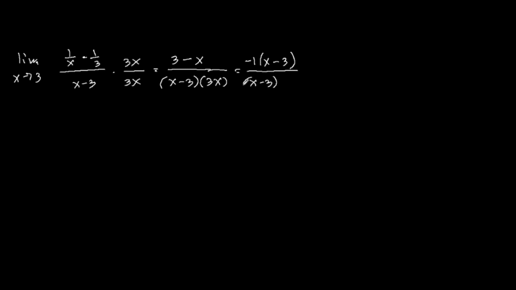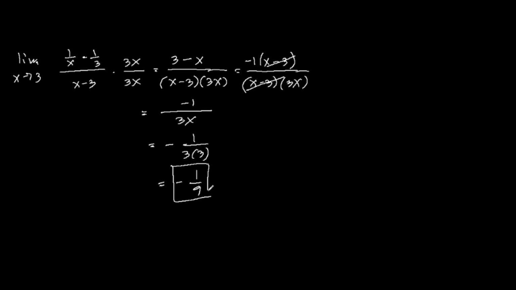And we divide by x minus 3, in parentheses, times 3x. We have the same numerator and denominator, so we cancel out x minus 3, and the remaining value is negative 1 over 3x. That's the time we substitute the value of x to 3, or negative 1 over 3 times 3, which is equivalent to negative 1 over 9. So the limit is equivalent to negative 1 over 9.